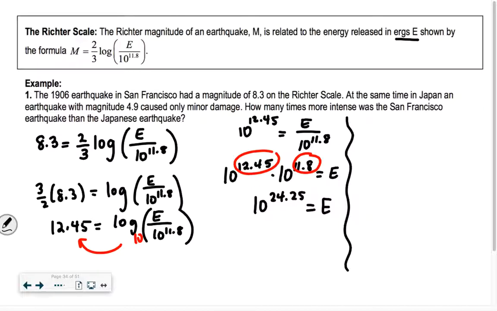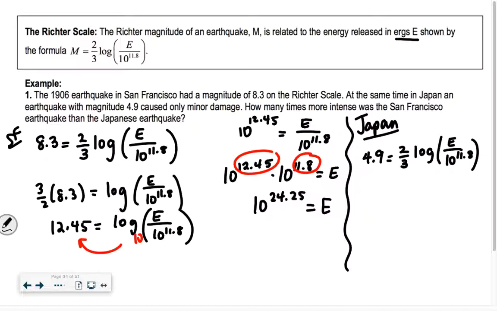All right, so that was the San Francisco. And the Japanese earthquake was only a magnitude of 4.9. Only, that's still a pretty big one. Much bigger than like Indiana, which is like 2. Have you guys ever felt an earthquake in Indiana? I have a couple times. And then you're like, what just happened? It's not something that normally happens.